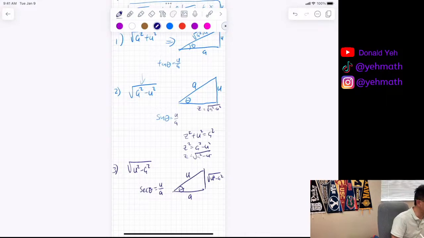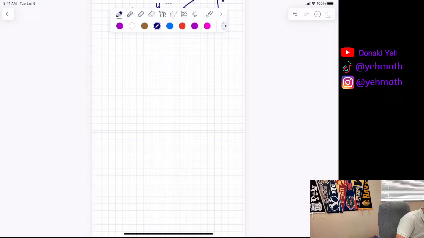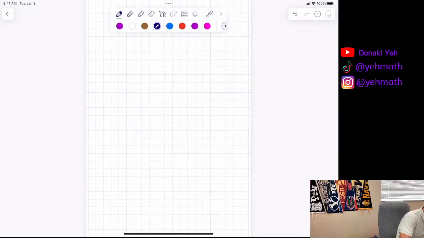So now these are the three situations. You're going to try to utilize them to solve this problem. The first question is actually really doable: the integral of dx over x squared times square root of 9 minus x squared.